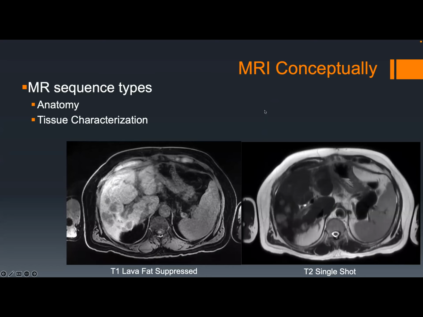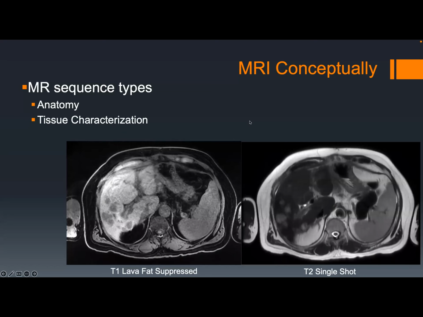A lot of times when I am initially reading, I fuse to the T1 to see where things are. Then if I find a lesion and I want to further characterize it, I go into the depths of the various T2 derived sequences or diffusion or other things like that. Contrast is better seen on T1.